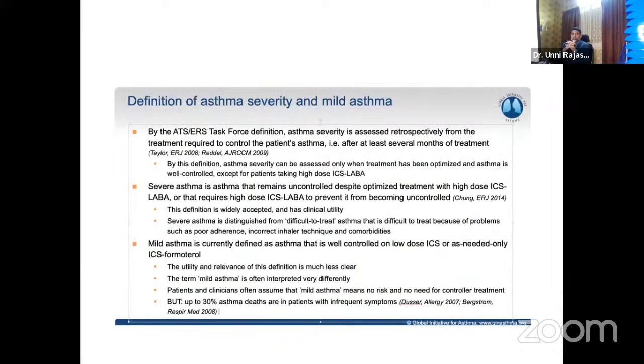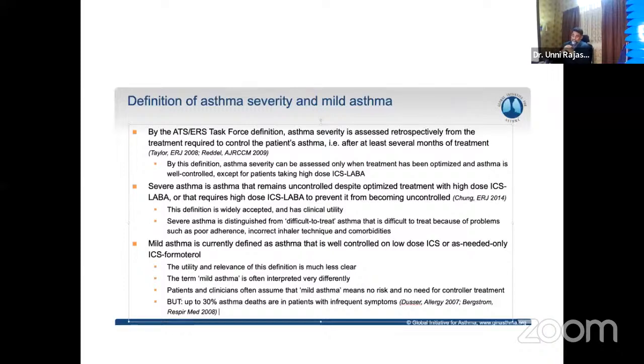Definition of asthma severity: there has been discussion on the severity of asthma in the new guidelines. Generally, we consider the concept of mild asthma. Mild asthma is defined in the current guidelines as asthma that is well controlled on low dose ICS or as-needed-only ICS-formoterol.